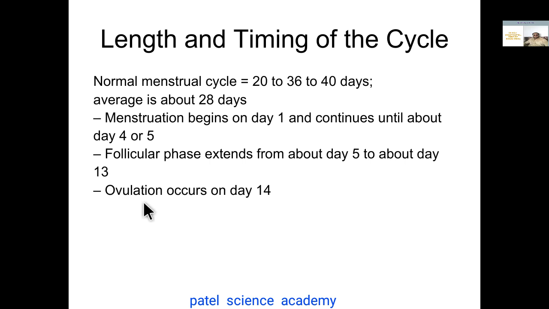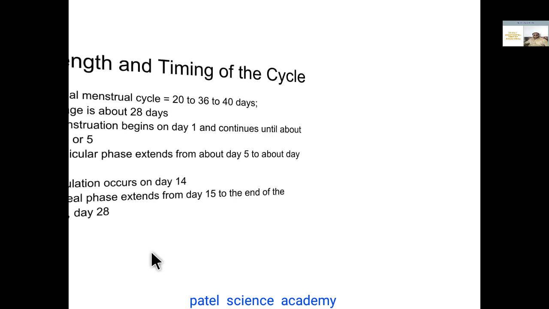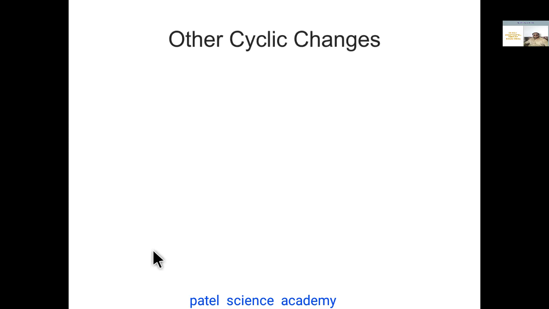Then comes the third phase, that is called ovulation. During that process, the release of the ovum from the Graafian follicle of the ovary takes place. It is only for 1 day, and that is day 14. And then the last phase, the luteal phase, extends from day 15 after ovulation to the end of the cycle, that is about day 28.